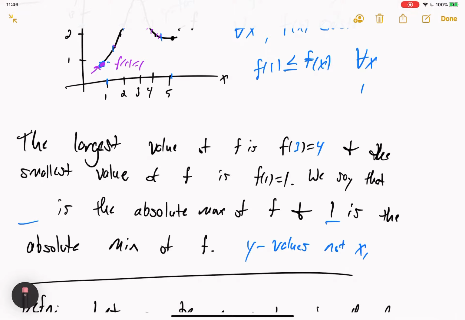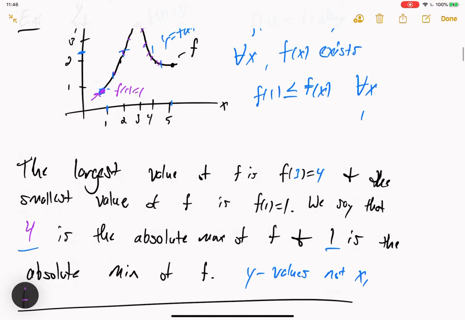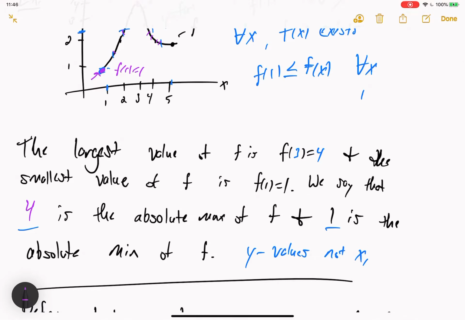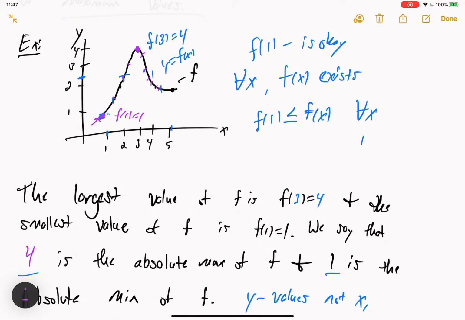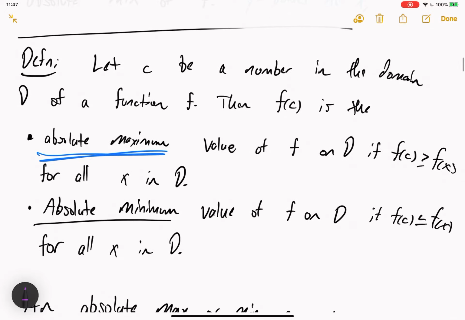So this shouldn't be 3 right here, this should be 4. So 4 is the absolute max of f, and 1 is the absolute minimum of f. It tells us the highest point of the function is 4, and the lowest point of the function is 1. It's what you expect to see from maximum and minimum values. I think you guys have probably seen this before, so I'm not going to worry too much about making sure you understand it.